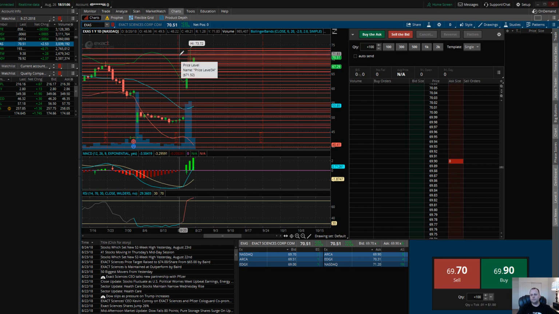So, could it keep running? Yeah, potentially, but I don't know. It kind of started dying off on Friday right here. That is a strong candlestick, and they do have great news, but I don't know. In my opinion, the move has already been made.